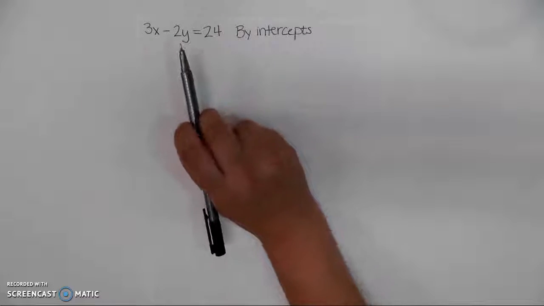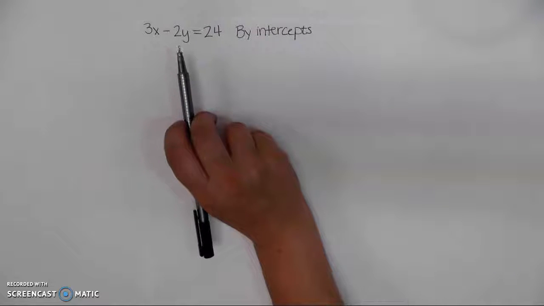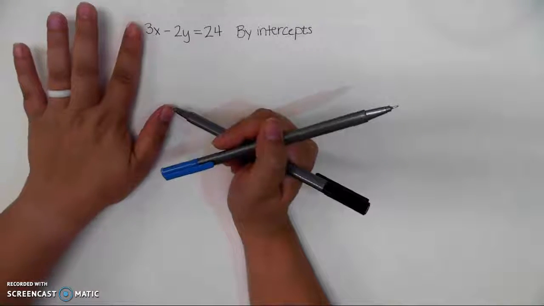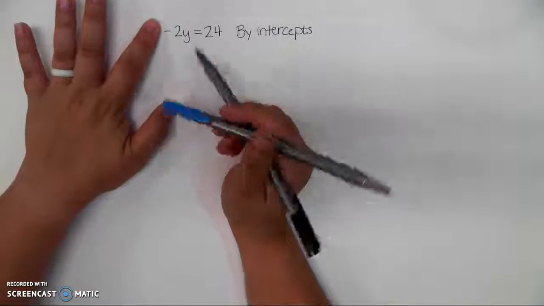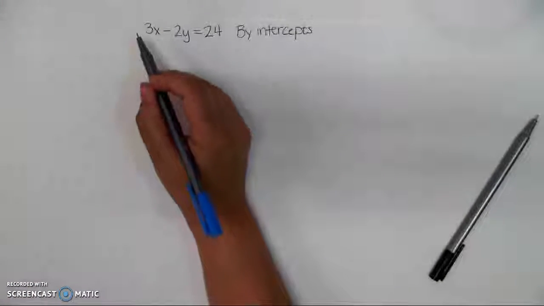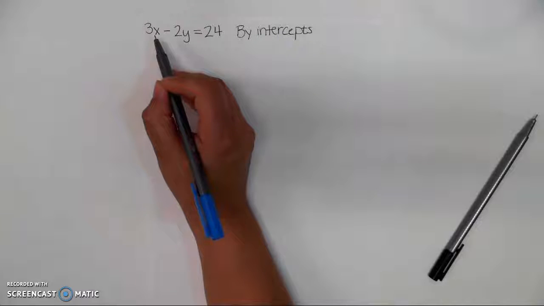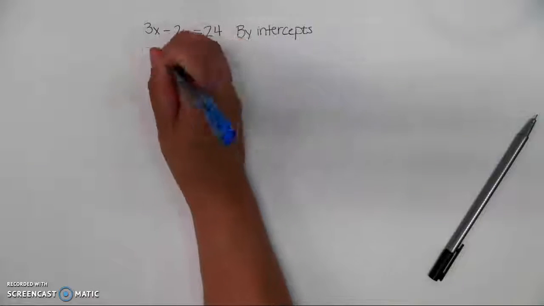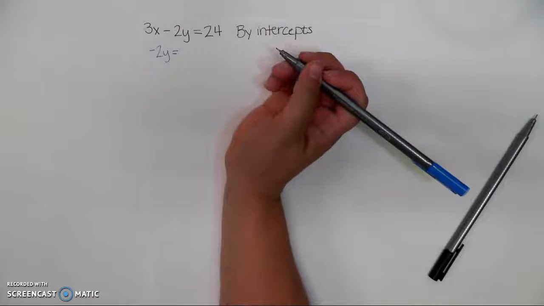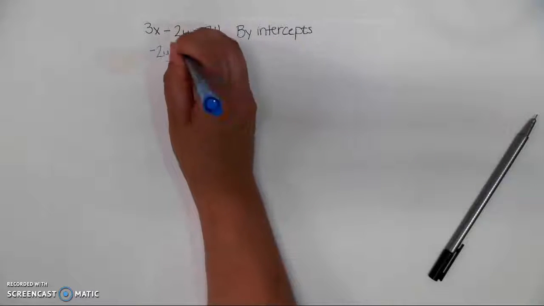So what I'm going to do first is solve for the y-intercept. So that means I need to figure out where x is 0. So if x is 0 in this equation, this entire thing will completely disappear. So the 3x will completely go away because 3 times 0 is 0. So I am going to solve for my y-intercept first. So negative 2y equals 24.